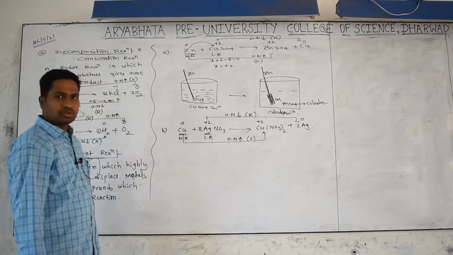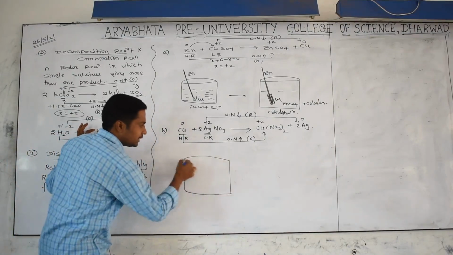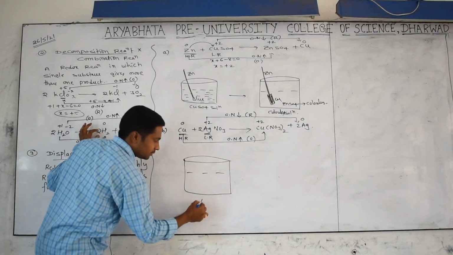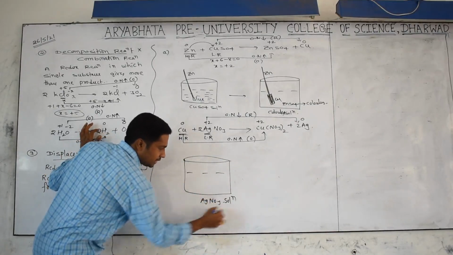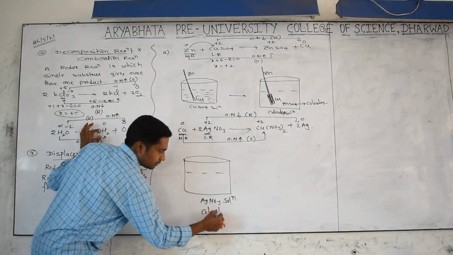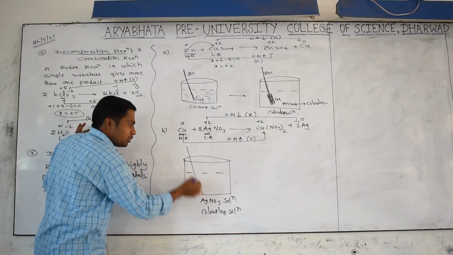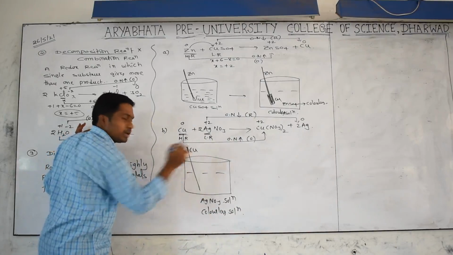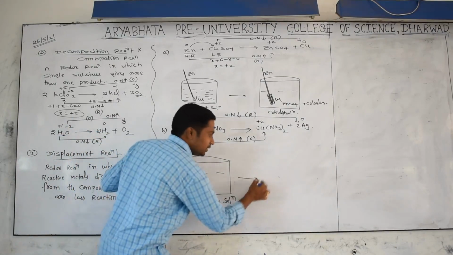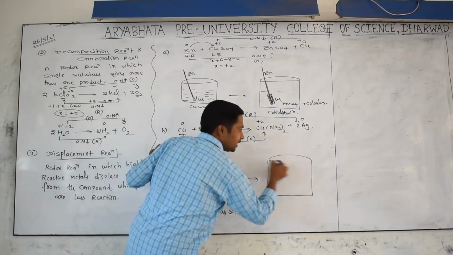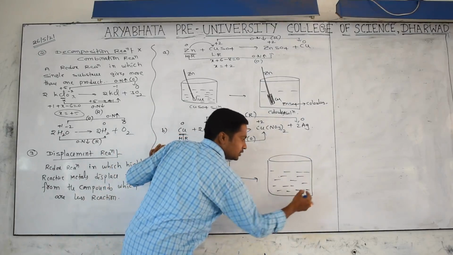I will show this one also, see carefully. First of all, you have which one? AgNO3 solution you have. Actually it is a colorless solution. Into this, what are you introducing? A copper rod you are introducing. After leaving it for some time, what happens, you know? Yes, this solution is becoming a blue color solution.